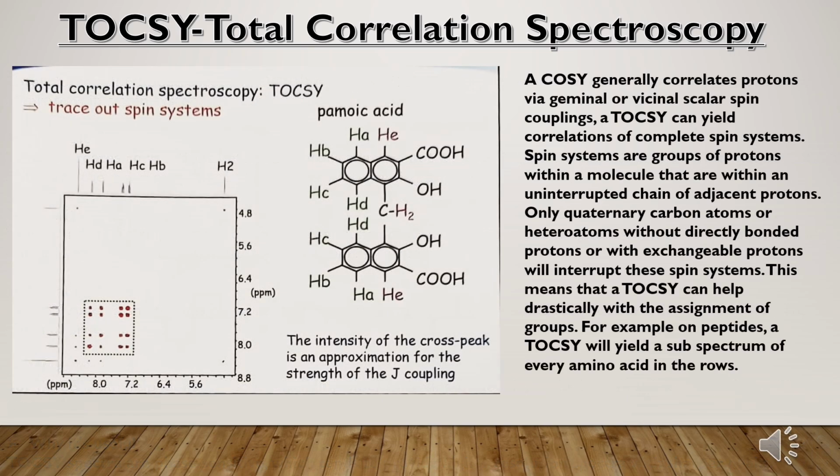A COSY generally correlates protons via geminal or vicinal scalar spin coupling. A TOCSY can yield correlation of the complete spin system. Spin systems are groups of protons within a molecule that are within an uninterrupted chain of adjacent protons. Only quaternary carbon atoms or heteroatoms without directly bonded protons, or with exchangeable protons, will interrupt this spin system. This means that the TOCSY can help drastically with the assignment of groups. For example, on peptides, a TOCSY will yield a subspectrum of every amino acid in the row.